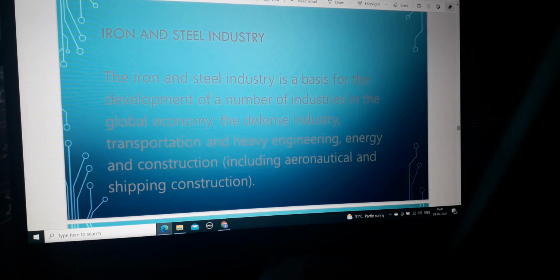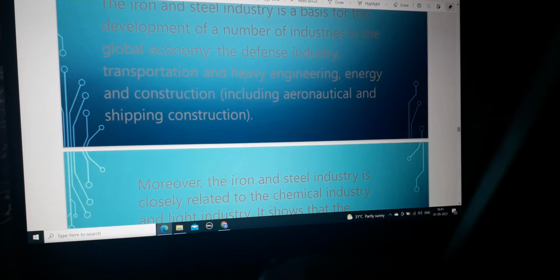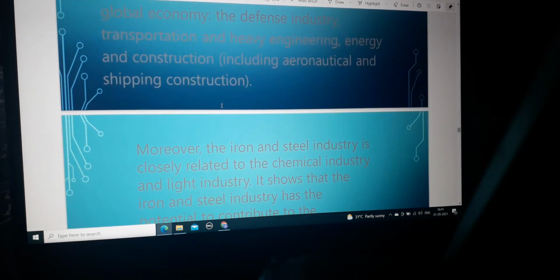And the defense industry, for building tanks, arms and ammunition, helicopters, and everything which is for defense purposes. This is also all construction for heavy engineering and energy construction, as I have already told you. Then there is aeronautical and shipping construction. Aeronautical includes the building of spaceships as well as commercial ships. And ships are those which are big cruise liners or cargo ships, which move things from one place to another.